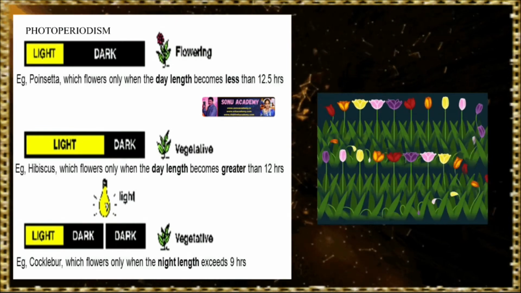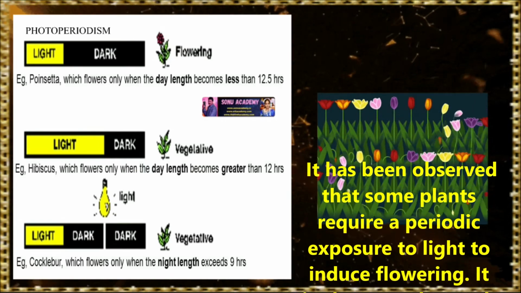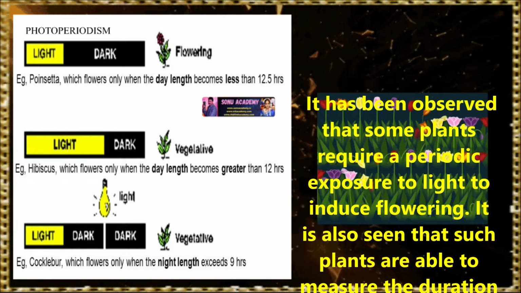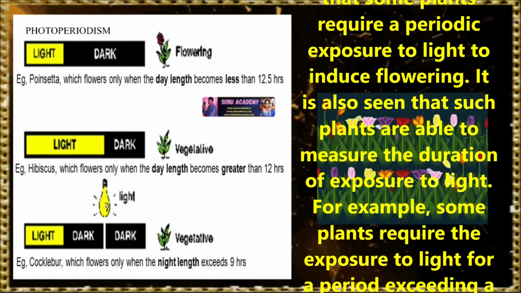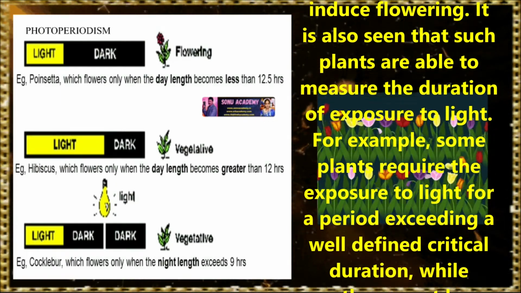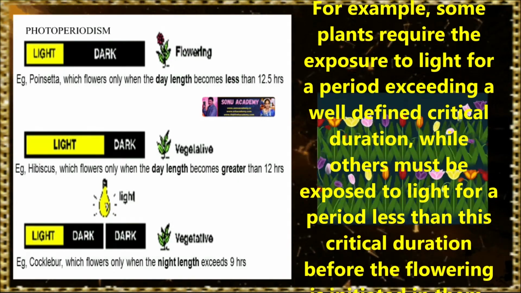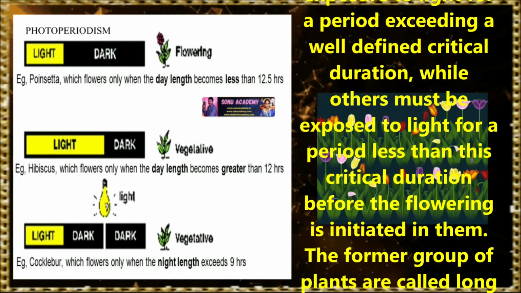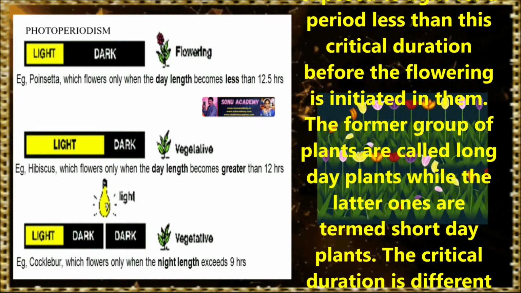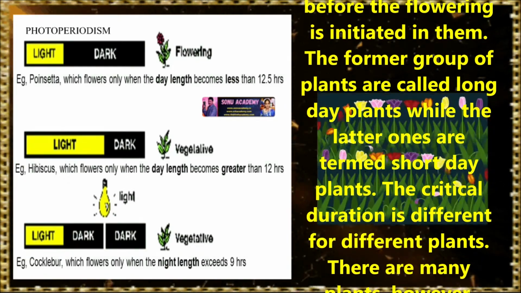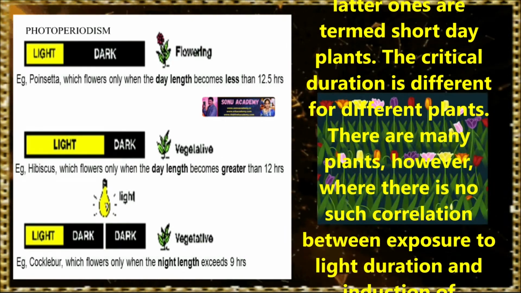Children, now let us discuss photoperiodism. It has been observed that some plants require a periodic exposure to light to induce flowering. It is also seen that such plants are able to measure the duration of exposure to light. For example, some plants require exposure to light for a period exceeding a well-defined critical duration, while others must be exposed to light for a period less than this critical duration before flowering is initiated in them. The former group of plants are called long day plants, while the latter ones are termed short day plants. The critical duration is different for different plants.